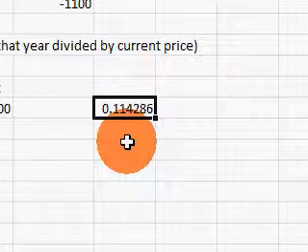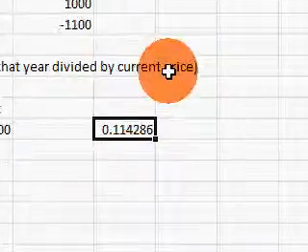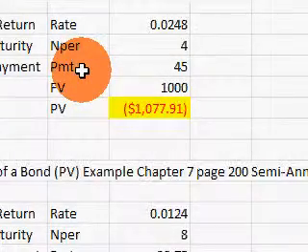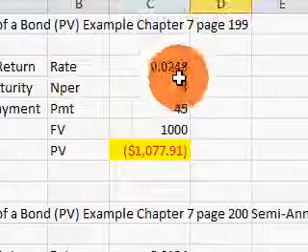Again, current yield is much different than yield to maturity because it's only looking at that specific year. The interest you receive divided by whatever price you pay for that bond. And that ends our general lesson on calculating present value of bonds, yield to maturity, and current yield.